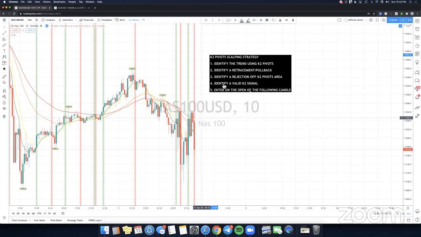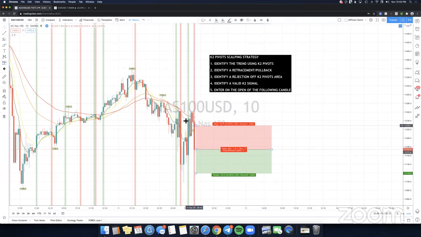The last requirement, you want to identify a valid K2 signal. Right here, we have a valid sell signal since it's a red sell signal with a red bearish candle. So all these requirements have been met. Requirement 1, trend down. Requirement 2, retracement. Requirement 3, rejection. Requirement 4, valid K2 signal. So same situation, you enter on the open of the following candle.